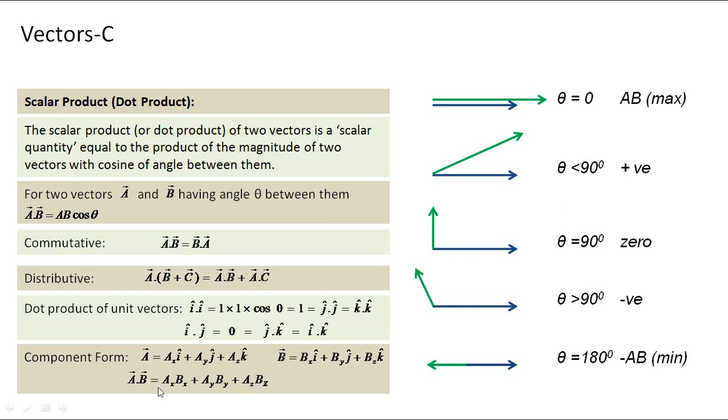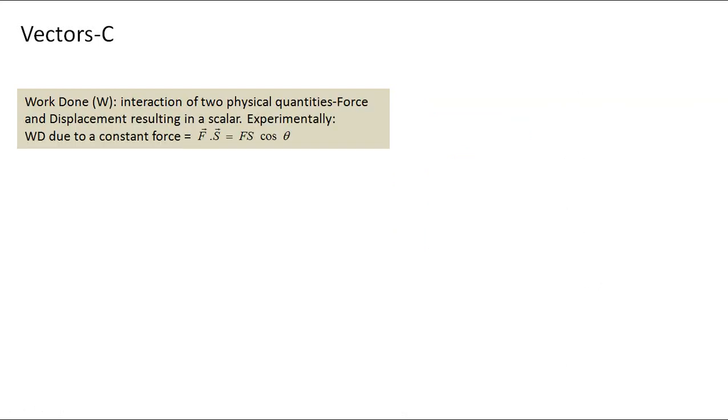So what is the dot product of two vectors when they are expressed in component form? X component into x component, plus y component into y component, plus z component into z component. So it's very easy to find the dot product of two vectors if they are expressed in component form.